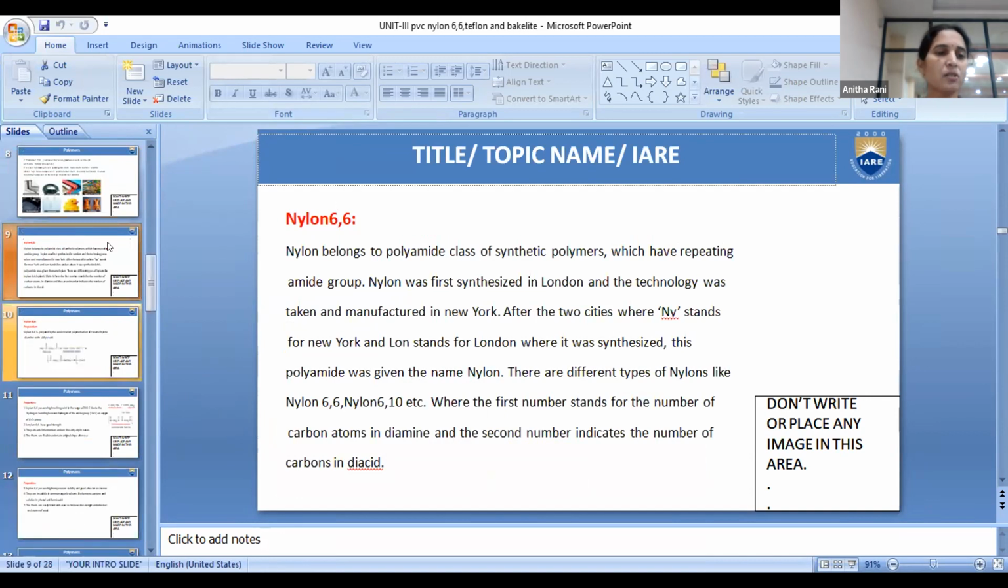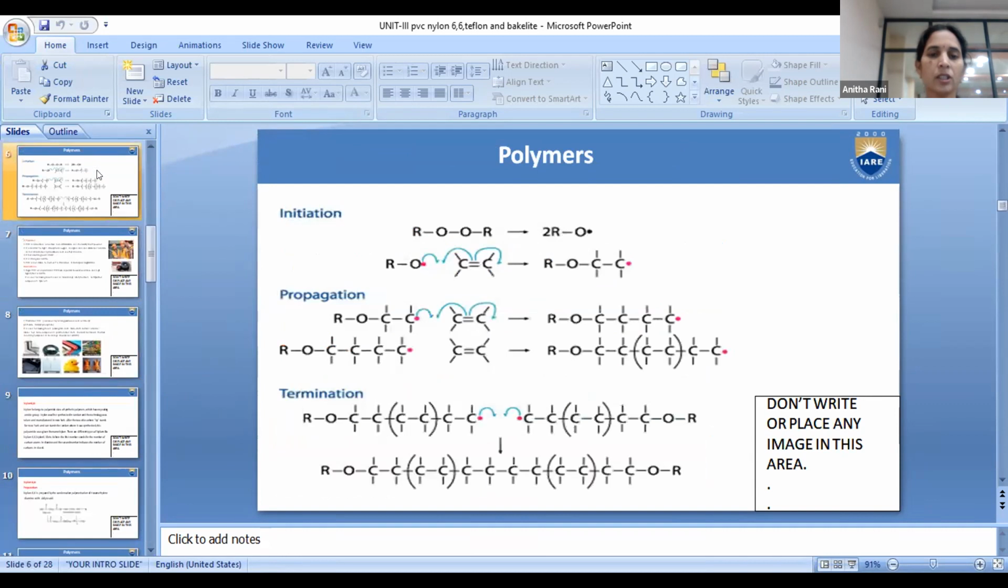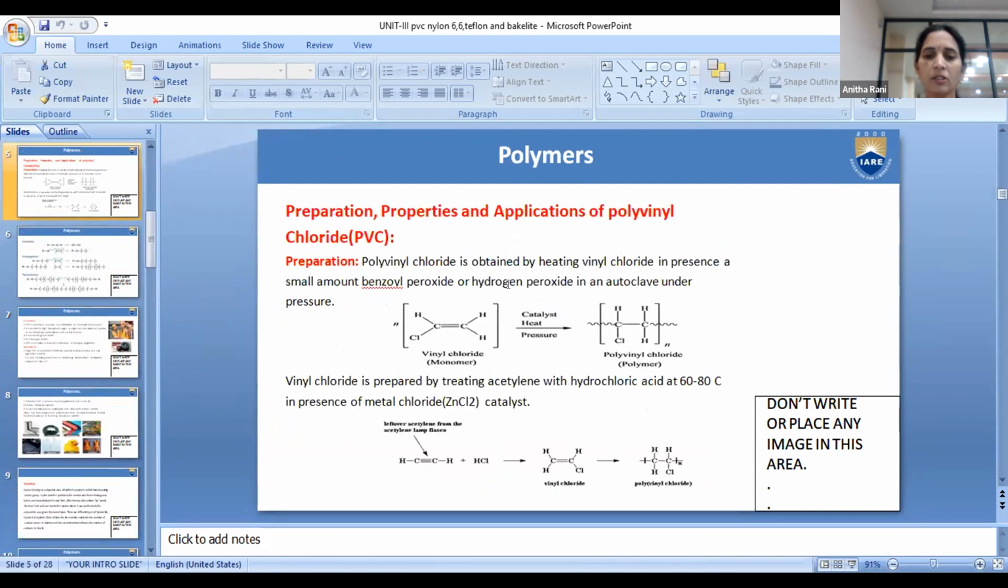Okay, we know the properties of PVC. Preparation of polyvinyl chloride: we are preparing it by the addition polymerization process. We take n number of vinyl chloride molecules and use the catalyst benzoyl peroxide. We apply heat and pressure, and we obtain the polyvinyl chloride polymer. After this preparation, we use this polymer to prepare different articles.